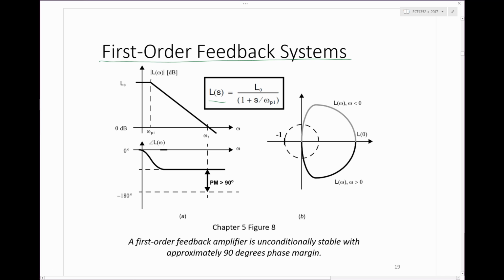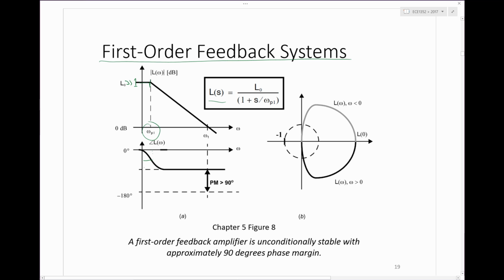So if there's only one pole and we're presuming that we have a DC loop gain that's quite a bit bigger than 1, we're going to get a Bode plot that looks something like this. At low frequency, we're going to have our high gain, L0. And then here's the pole frequency, omega P1.